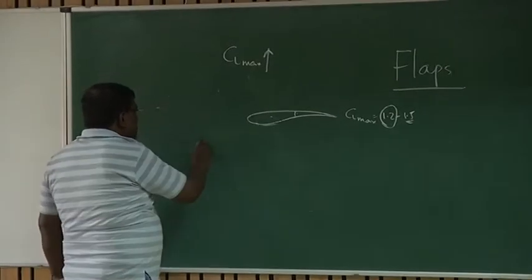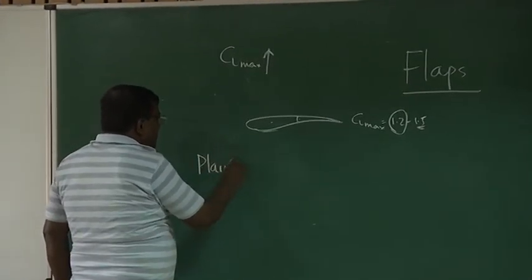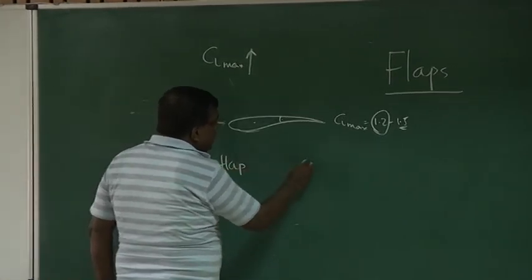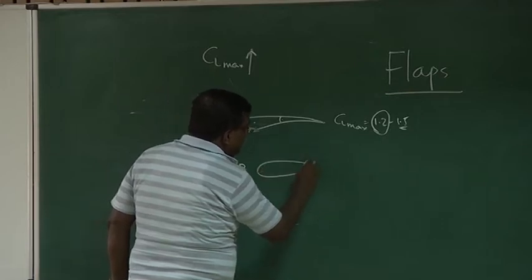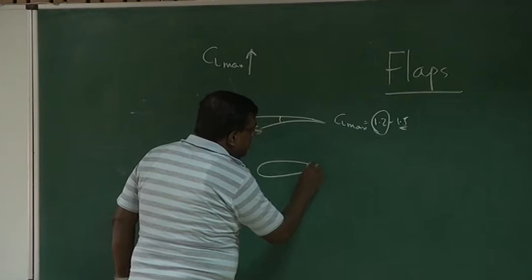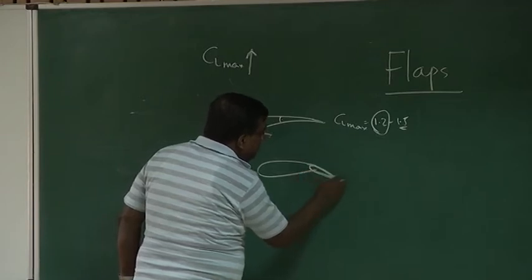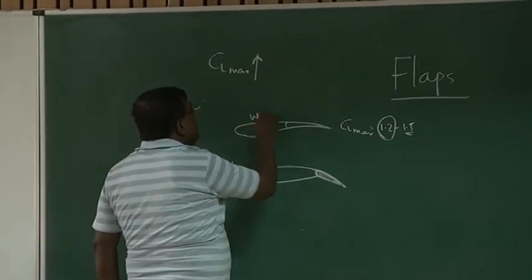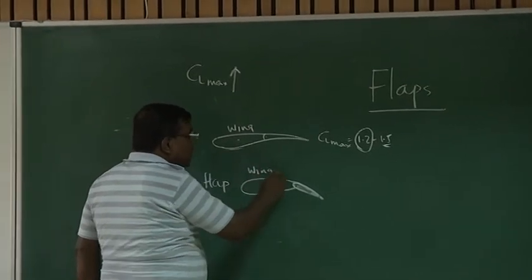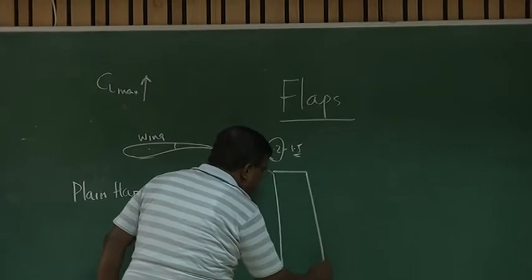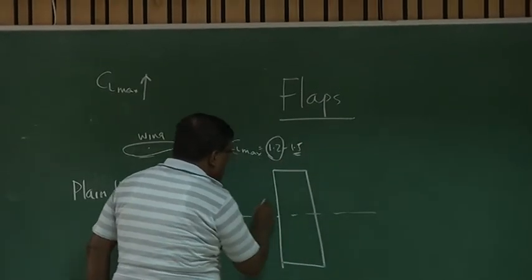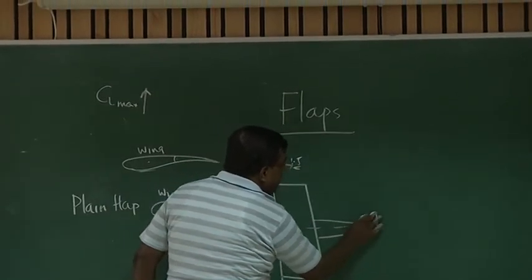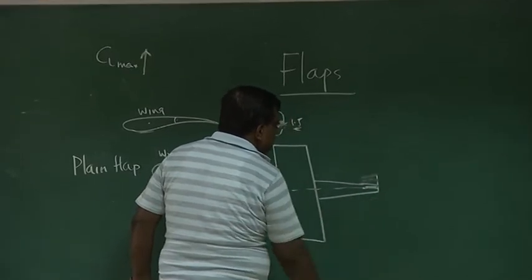Now, there is a flap which is nomenclatured as a plain flap, which is nothing but the same aerofoil, and then this portion can go down. Please understand, this is the wing. Okay? If I draw the top view, this is the wing, center line. Let's say this is the fuselage. This is the tail here. Okay?